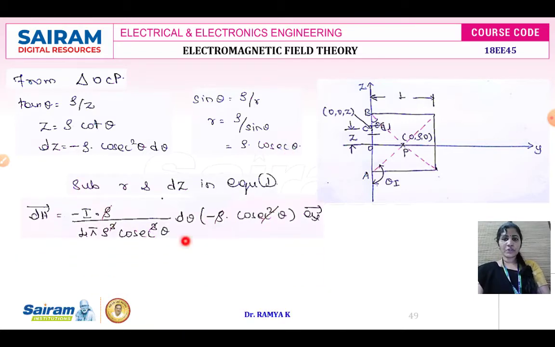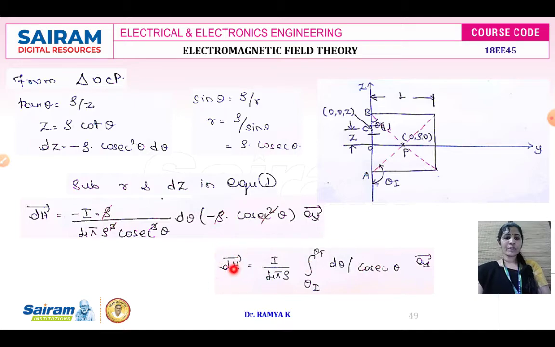If you substitute it in this equation, in the place of dz minus rho into cosecant square theta into d theta, in the place of r we can substitute rho into cosecant theta. Since we have r cube terms, from this, after simplifying, you will get the answer dH is equal to I divided by 4 pi rho d theta divided by cosecant theta.